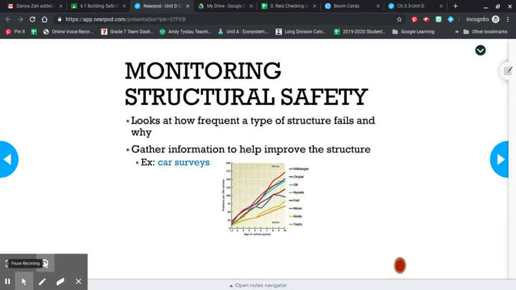They'll use graphs to monitor the structural safety over time, and they'll see, maybe it was just a bad batch, maybe it was between this year and last year that it was not a good year to be using certain parts or certain types of paint. So these are the things for monitoring structural safety, when they're using surveys, asking people, or getting data from consumers.